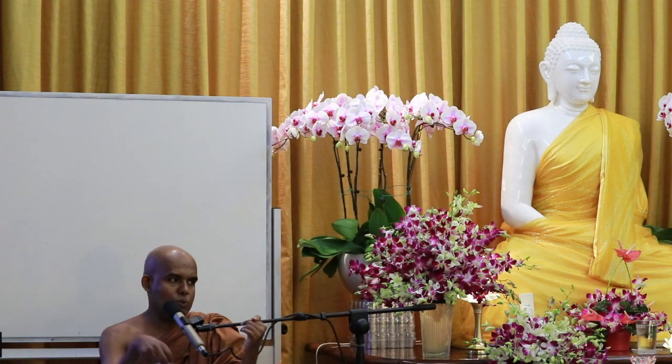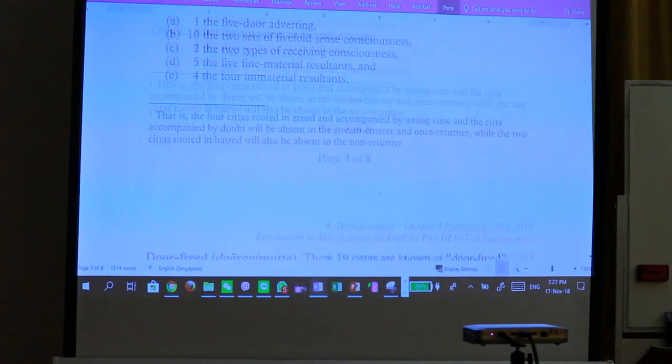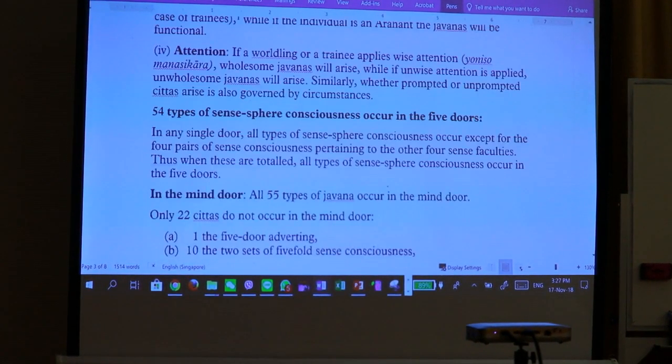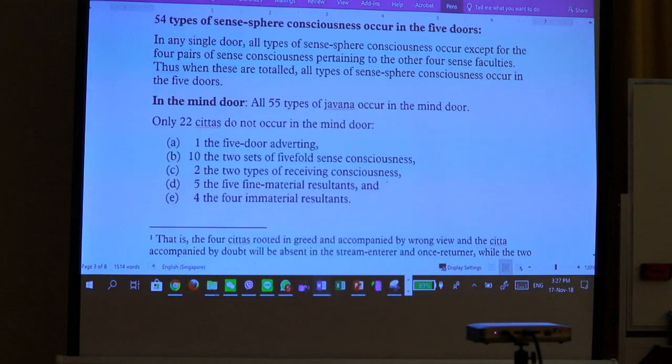Now about the mind door. The mind door, the life continuum, is called the mind door. Okay. Now this, I told you, no. The mind door is a mentality, not material. Eye, ear, nose, tongue, body, all are material. The mind is a mentality. So now for different persons, the mind door is different.